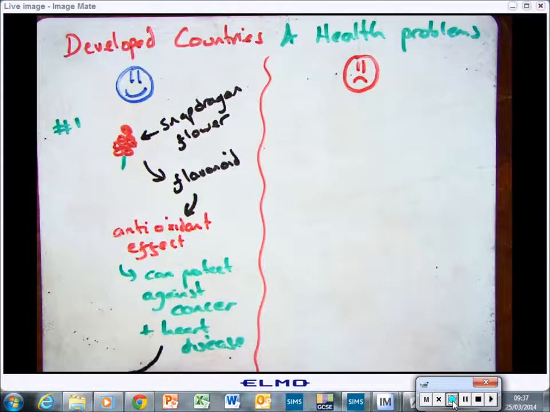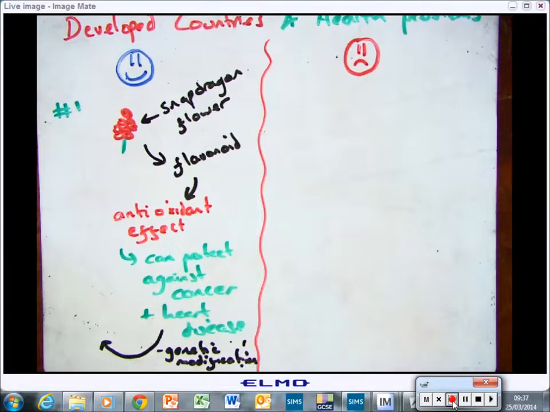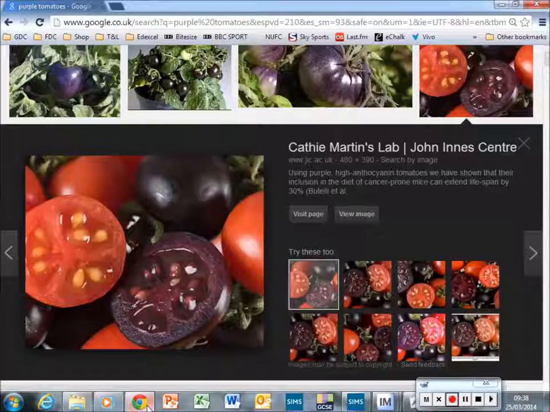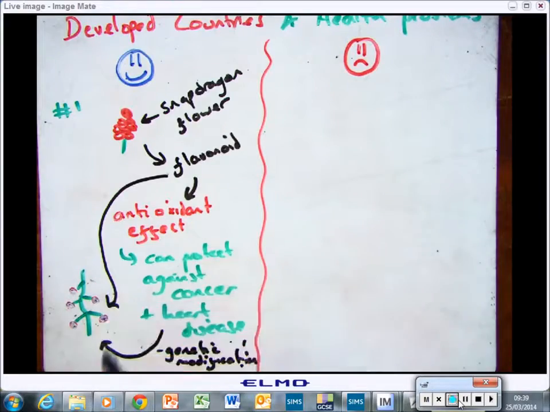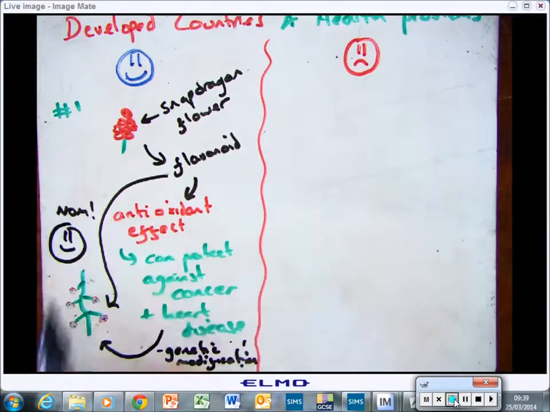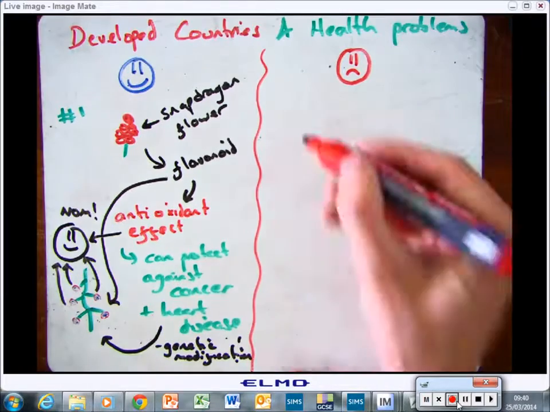So scientists then took this flavonoid gene and did genetic modification, similar to the way that you've seen it previously, and they put it into tomatoes. A weird side effect of this is it turned the tomatoes purple, as you can see here. The benefit of this is when people eat them, it gives them that antioxidant effect which has been linked to protecting against cancer and heart disease.